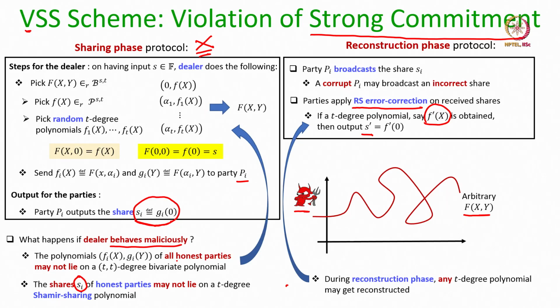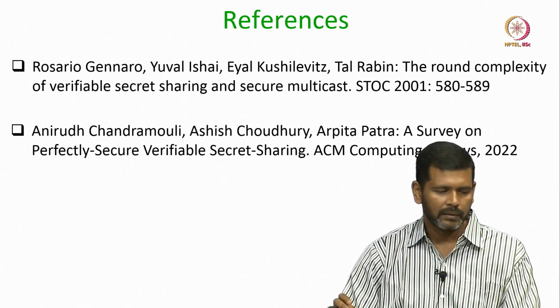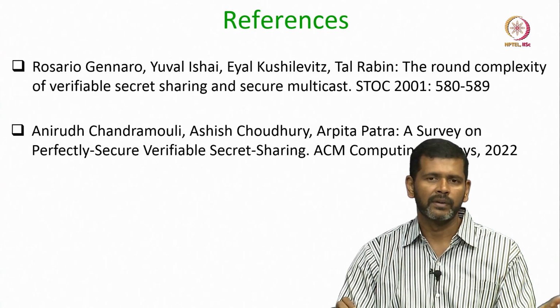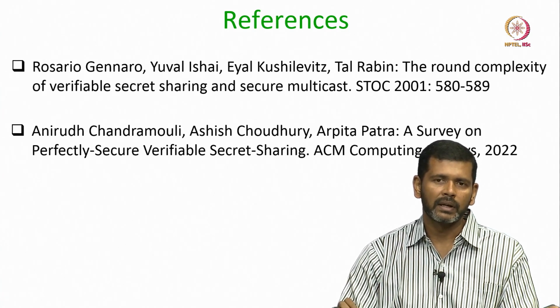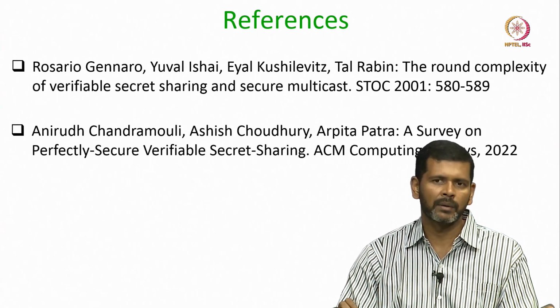But right now this pair of protocols is not a verifiable secret sharing, it is just a secret sharing scheme. It will work only as long as the dealer is honest. If a dealer is allowed to be potentially corrupt, then the strong commitment property is violated. So, in our follow up lectures we will build upon this simple pair of sharing and reconstruction protocols, and then we will develop it into a full fledged VSS protocol where even the strong commitment property is satisfied.